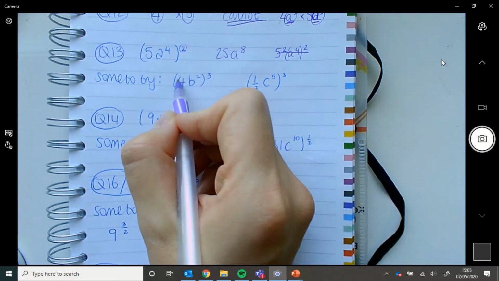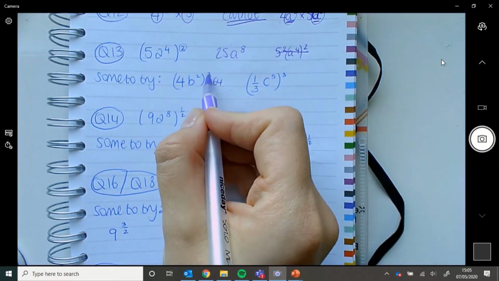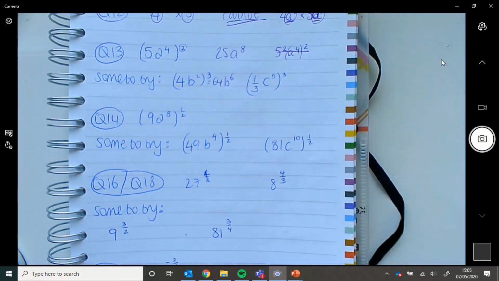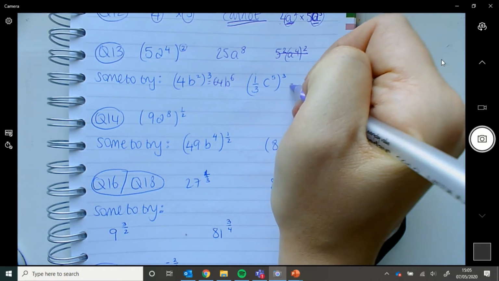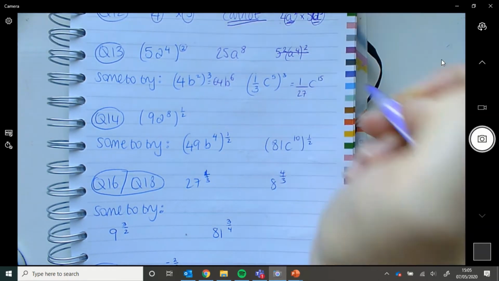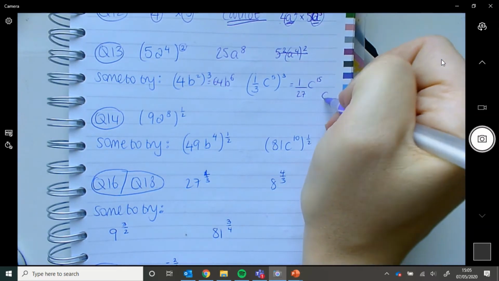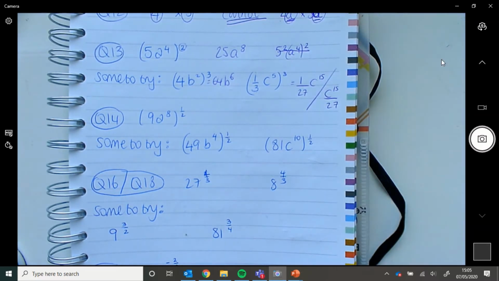First one, I need to cube the 4, which is 64, 4 times 4 times 4, and then I need to do b to the power of 6. This one I need to cube everything. Well, I need to cube the whole fraction, so 1 cubed is 1, 3 cubed is 27, and then I've got c to the power of 15. You could also write it like this, c to the power of 15 over 27. Both of those answers are acceptable.